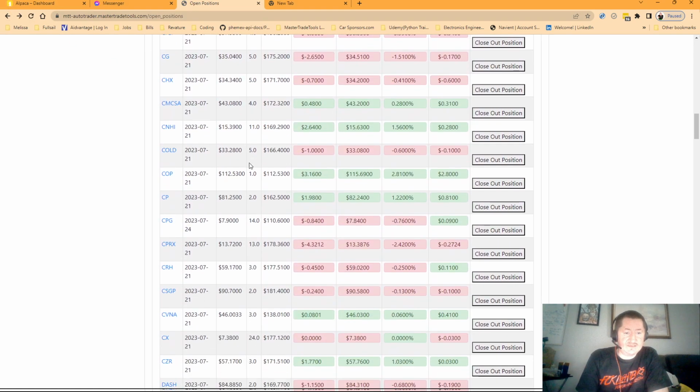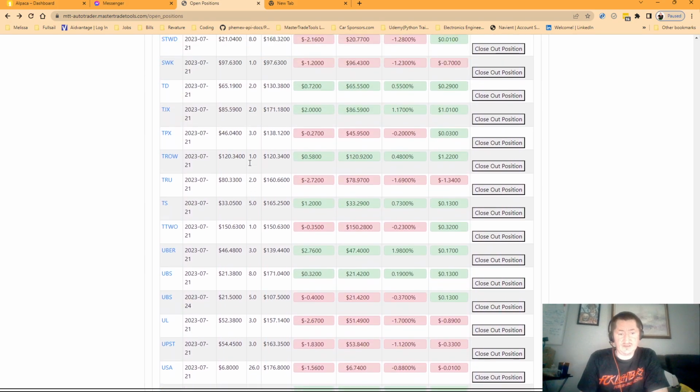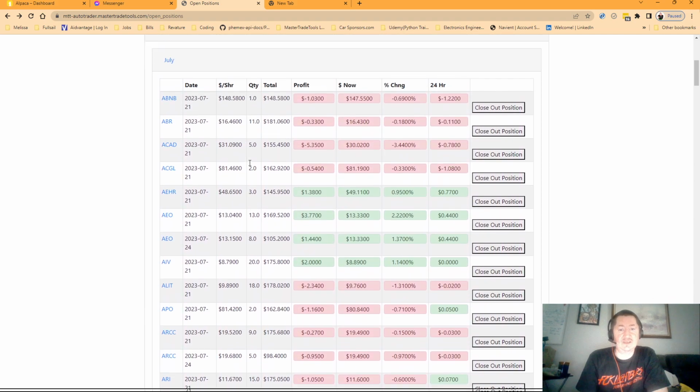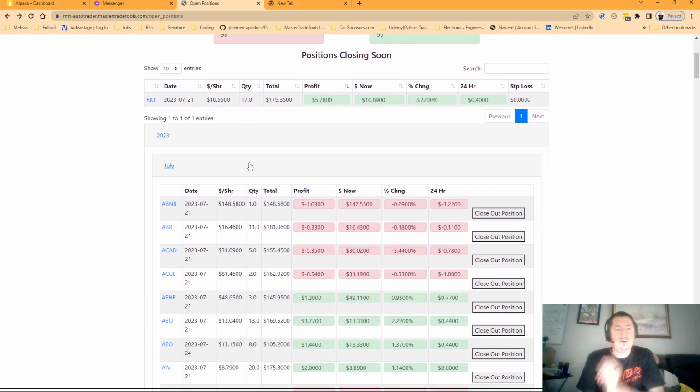So yeah, this is a great thing. The algorithm is going to purchase a lot of positions. I don't think you are prepared for how many positions it's going to purchase for you and how many it's going to close.